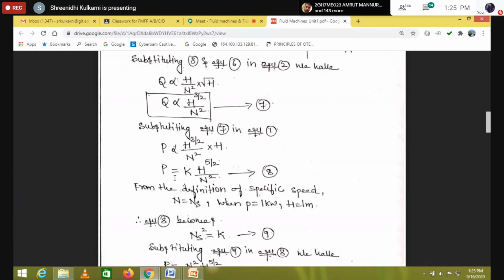So I am going to stop here. Next, I will come to the definition. What is the definition of the specific speed of a turbine?